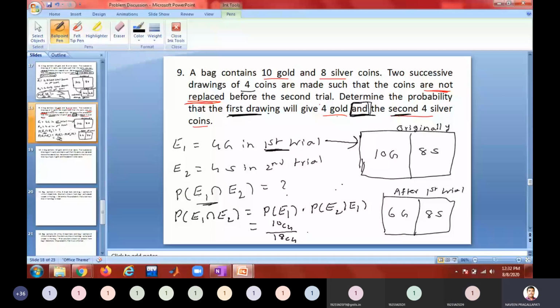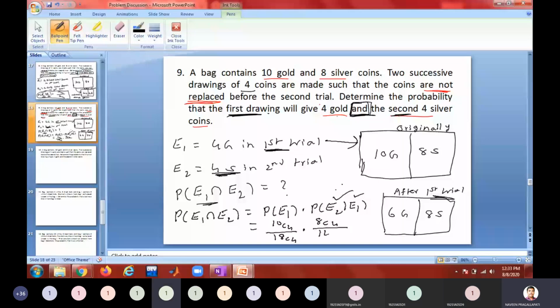Now, this is the conditional probability. Where do I find out the conditional probability? Over the sample space or over the reduced sample space? Reduced sample space. I have to find out the conditional probability over the reduced sample space, which is here, after the first trial. In this sample space, I have to find the probability for 4 silver coins, given that 4 gold coins are already drawn in the first trial. So what is the probability of drawing 4 silver coins in the second trial? 8C4 by 14C4. Is this clear now?